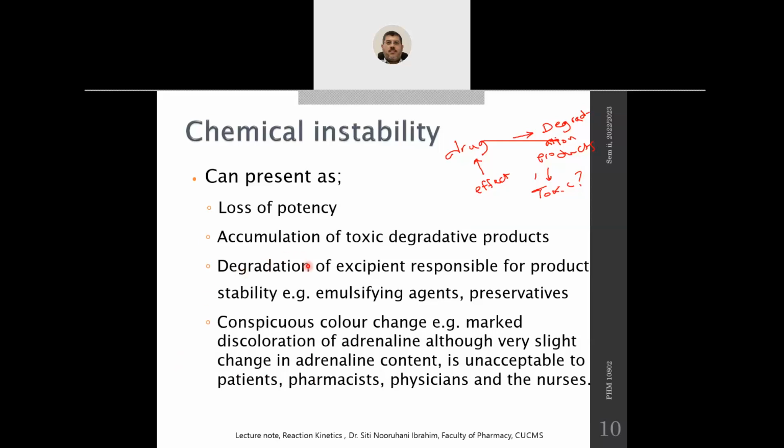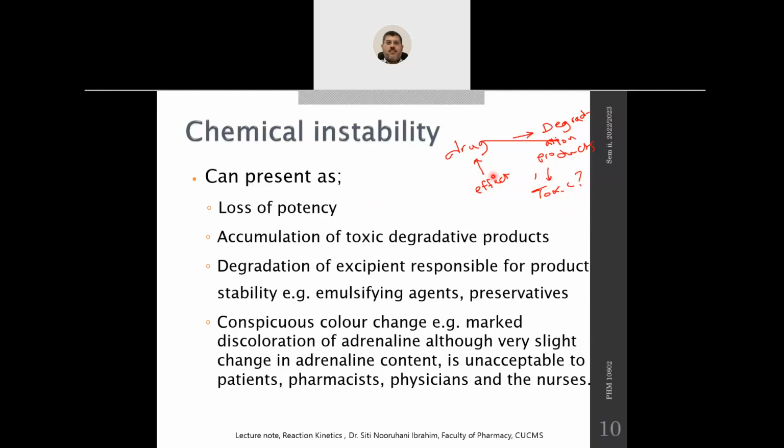So here the shelf life can be estimated based on both reduction of effect and increase of the degradation product to the toxic limit. So which one will we rely on? We'll rely on the one that comes first.